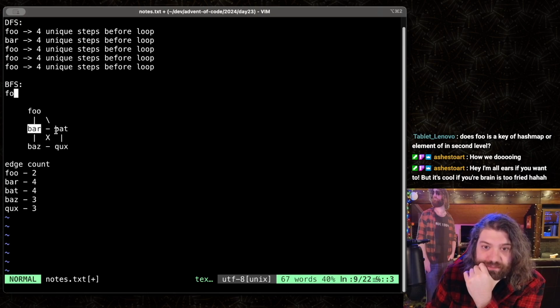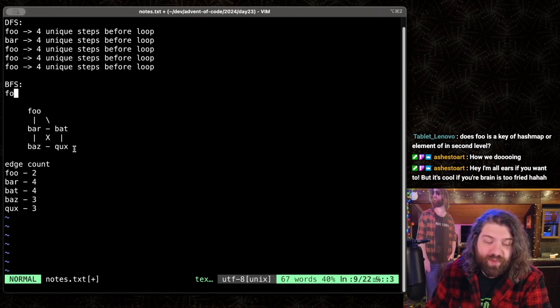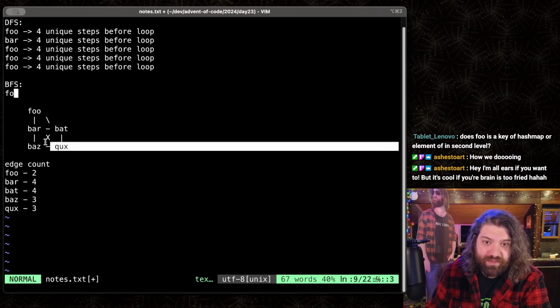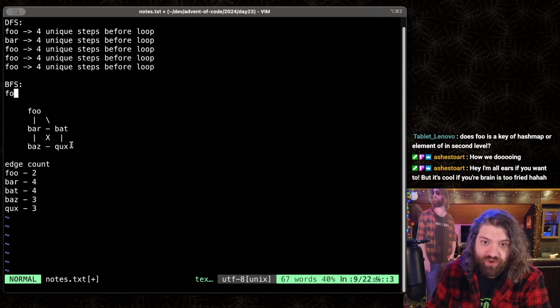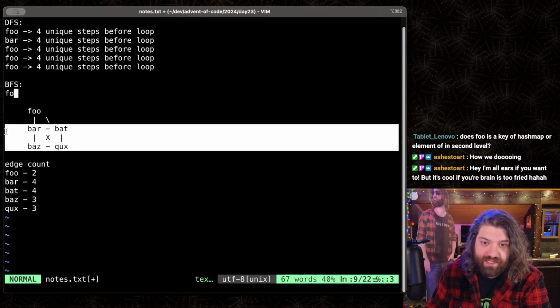But if you go down here, notice that bar is connected to all of these down here. Bat is connected. This X means that they're connected diagonally. Everything is connected here, but Baz is not directly connected to foo, and QUX is not directly connected to foo. So the biggest group of interconnected computers is this. It is a group of 4 computers, and is specifically bar, bat, Baz, and QUX. These are the 4 computers that are all connected to each other.